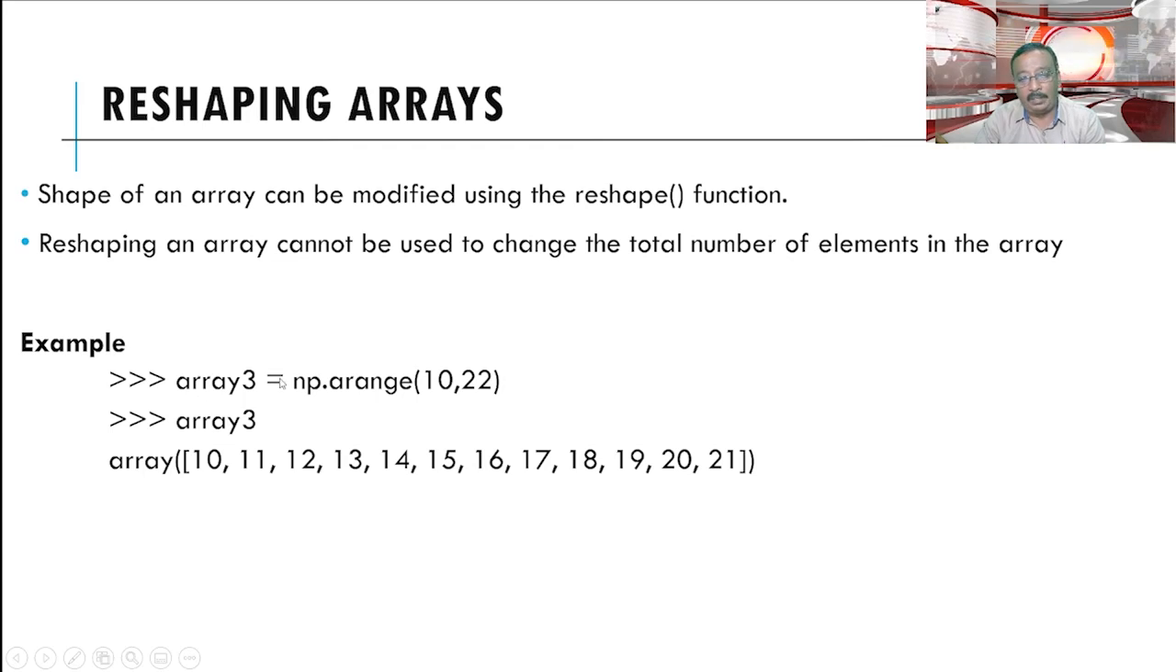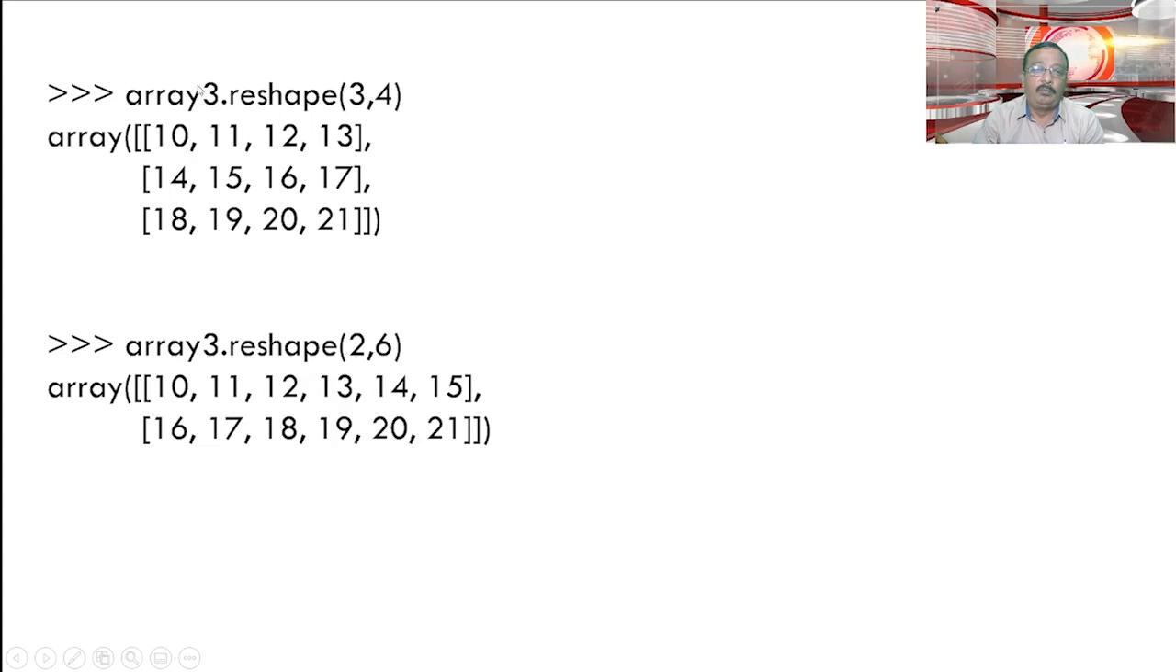For example, array 3, you are going to have np.arange 10 comma 22. So we are going to have values from 10 up to 21. So this is the content of array 3. It is a one-dimensional array. Now we can reshape it: array 3 dot reshape 3 comma 4. The same array we have converted into 3 rows and 4 columns. So reshape is followed by the number of rows and columns.